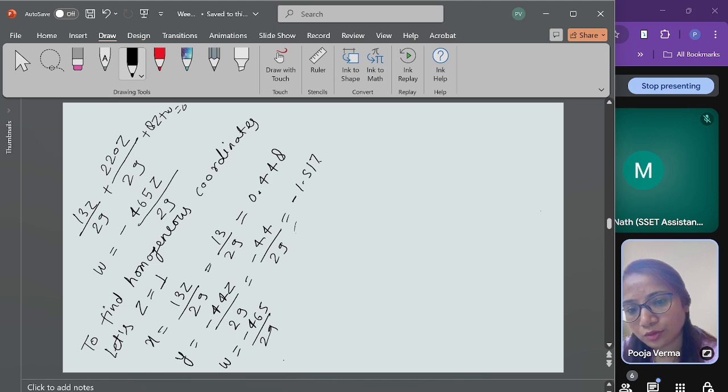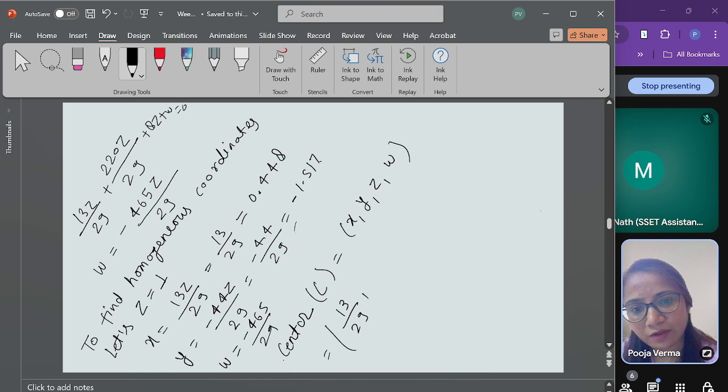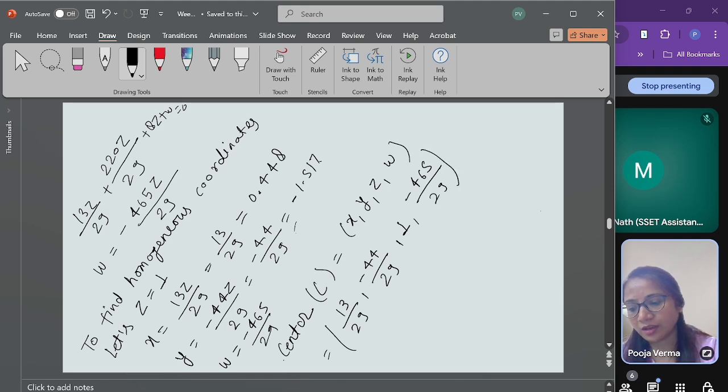Okay, so what values have we got? Center. The C values, that is x, y, z and w, right? The x value we have got is 13 divided by, I'm just writing in that form only, minus 44 divided by 29. And z we have assumed is equal to 1, and w we have got minus 465 divided by 29, right?